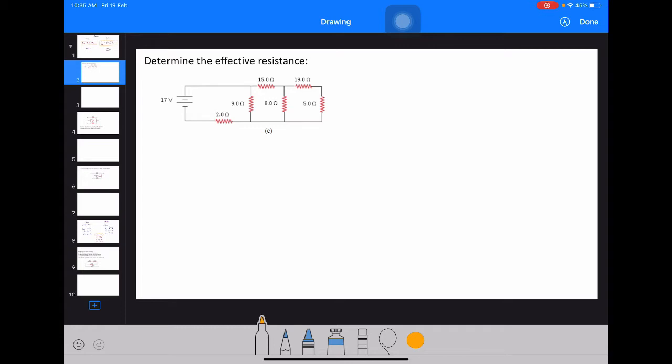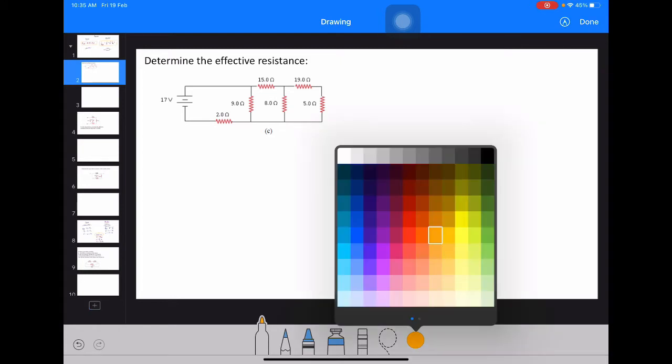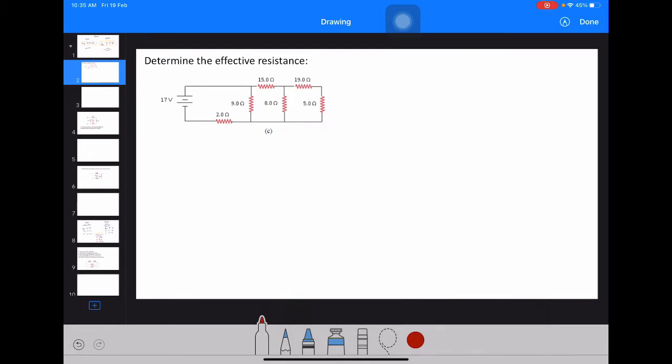There are a few resistors, it looks complicated. It looks complicated, but it is actually pretty straightforward. What I want you guys to do is redraw the circuit so that you can see much more clearly, and then if you want to solve it, it will be straightforward.